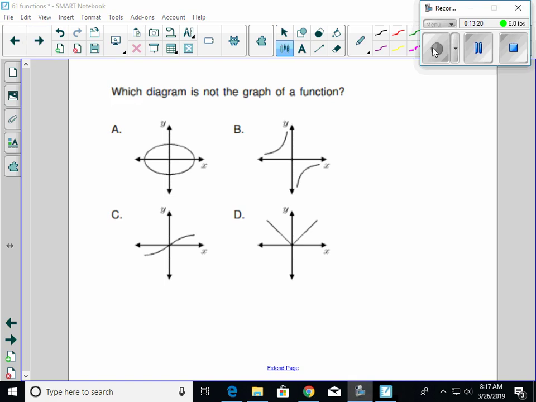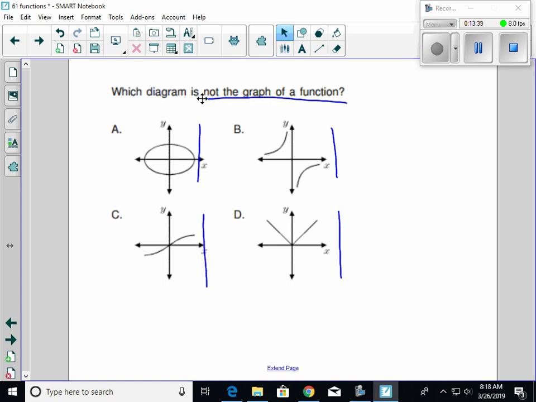Okay, let's look at 3 of these and then you'll try one. Which diagram is not the graph of a function? Okay, so let's do our vertical line test. Let me draw them all, and then we'll drag them into each graph. Okay, so you can't drag on your paper, so you would draw the vertical line on the graph.